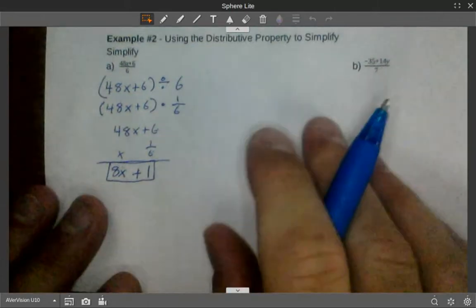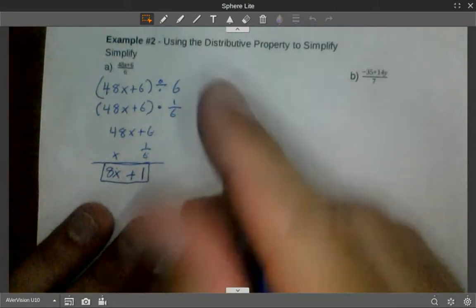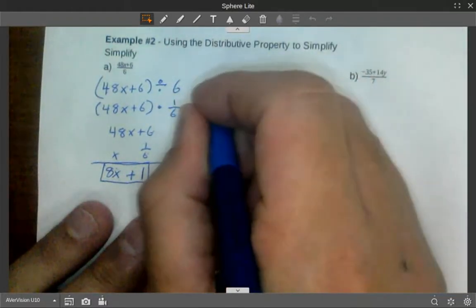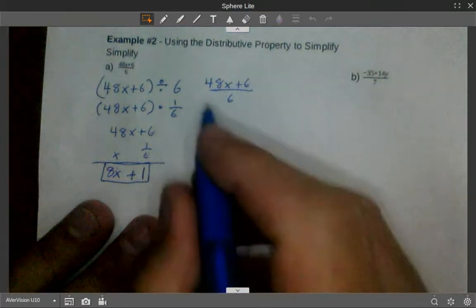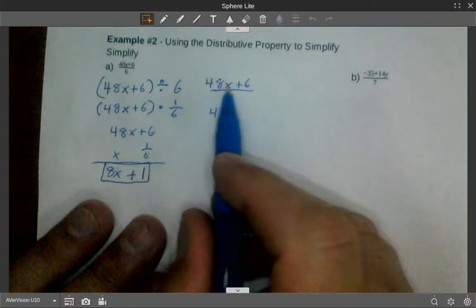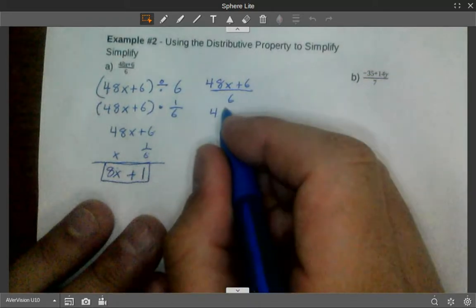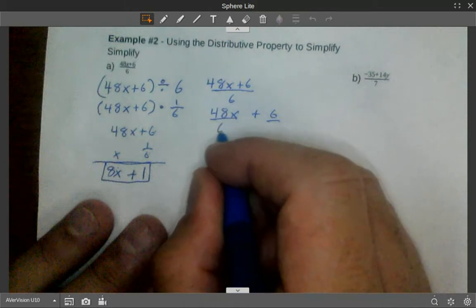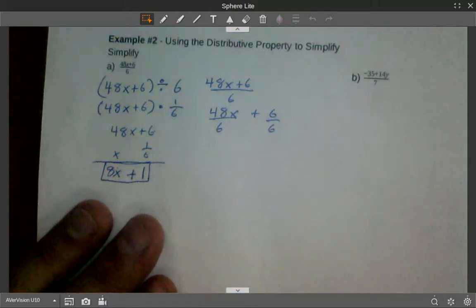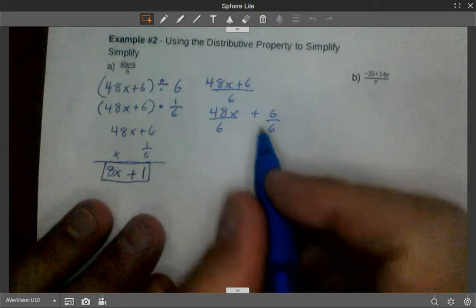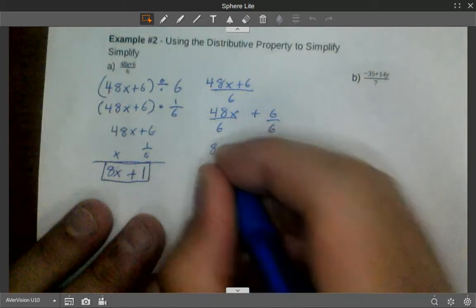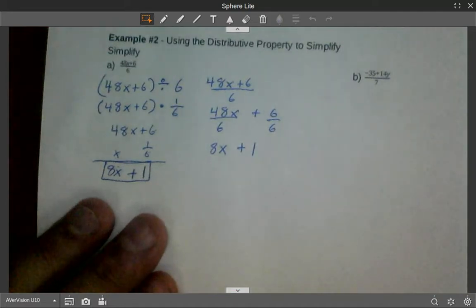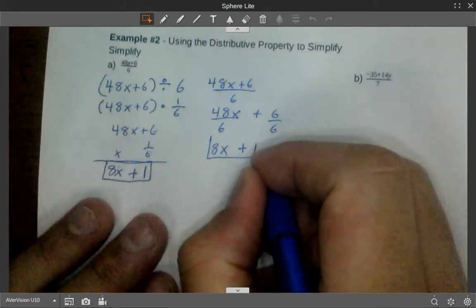Now, not every time would I use the distributive property for this. What I like to do whenever I have a problem like this is break it up into two fractions. I'm dividing 48x plus 6 by 6, so I'm going to take 48x and I'm going to take 6, and I'm going to divide each of the parts by 6. So 48 divided by 6 gives me 8x. 6 divided by 6 is 1. We get 8x plus 1.